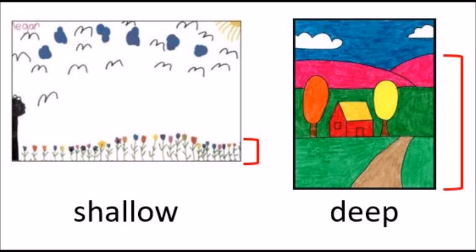Compare it to the picture on the right where you see that the land goes way back into the distance. The picture on the right with the red house is considered a deep landscape. That landscape has depth because it looks like it goes on and on and on.